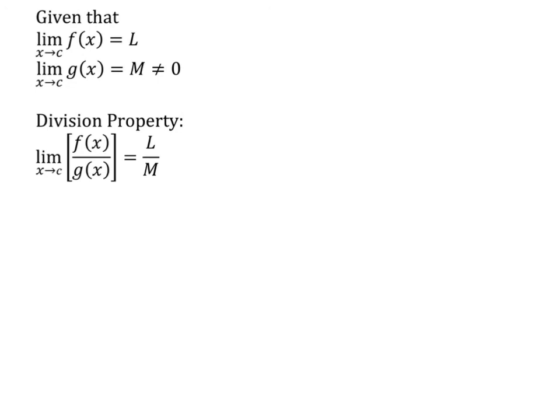I think this one requires a little bit less explanation because it's really similar. If you have 2 functions being divided, you're welcome to take their limits individually and just write them as a fraction. The one exception to that is, if M is 0, you can't use this property because L over M would be undefined, right?